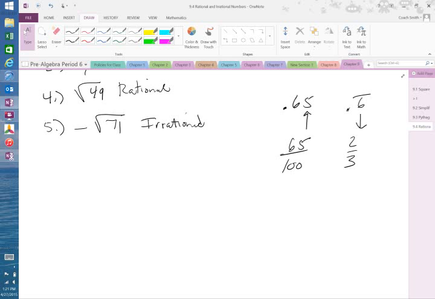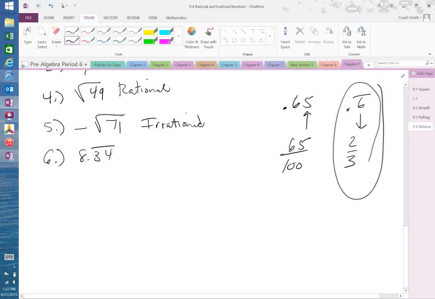So number 6 says 8.34 with a bar over the 3.4. Is that rational or irrational? So I would circle this. Didn't I just say that 0.6 with a bar over it is a rational number? Then 8.34 with a bar over it has to be a rational number.